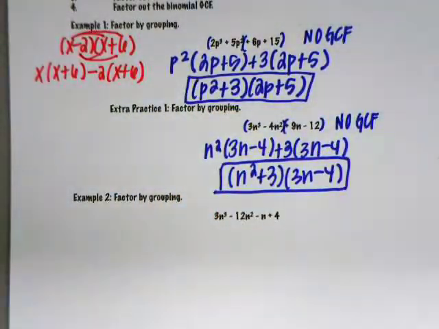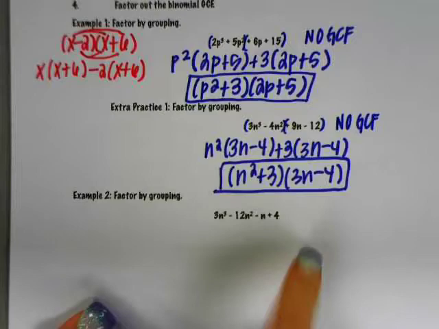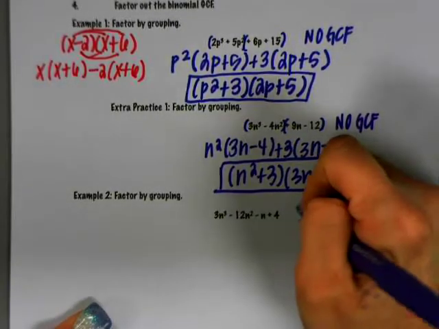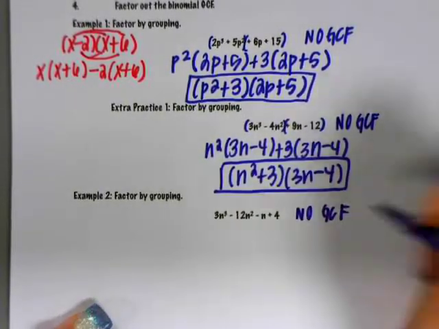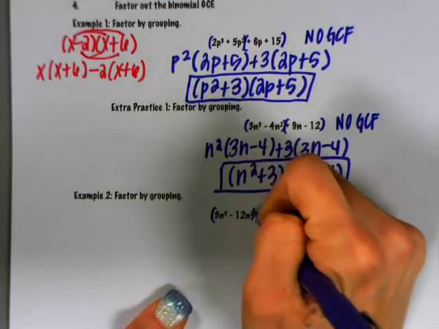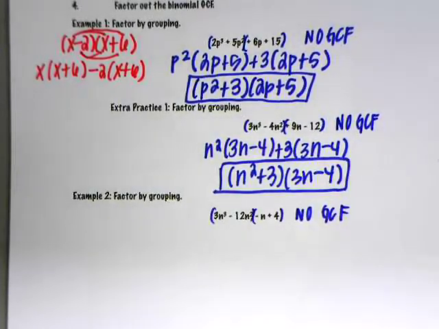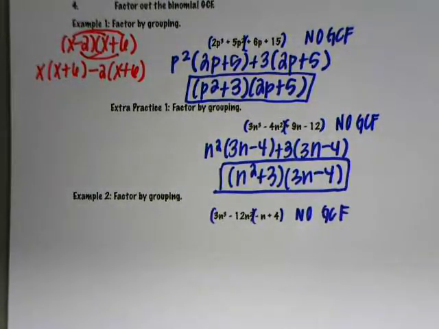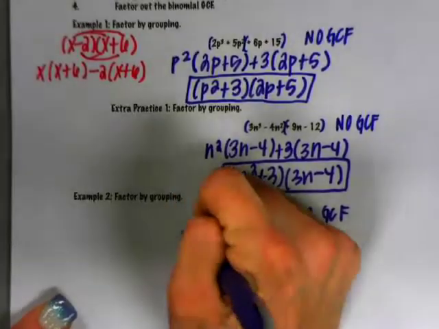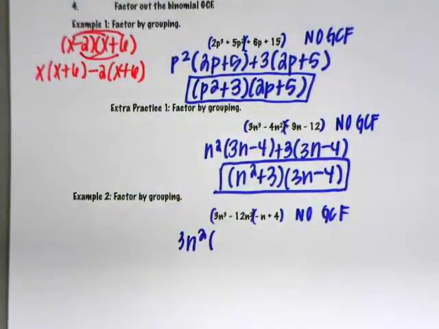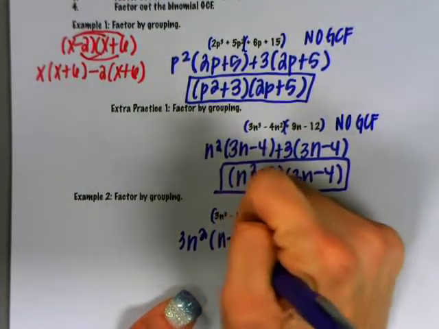Okay. So now this one, is there a GCF of all of the terms? No. Okay, so same thing, let's group. Okay, what's my GCF of the first group? 3n squared. Yep, 3n squared. And what's going to be left? N minus 4. N minus 4, yep.